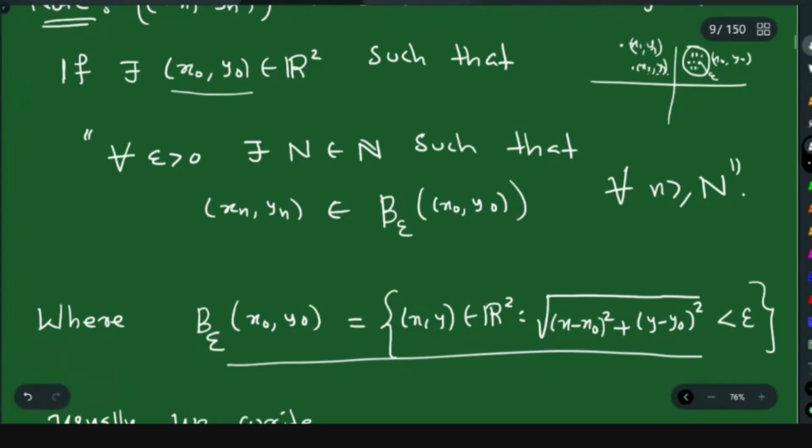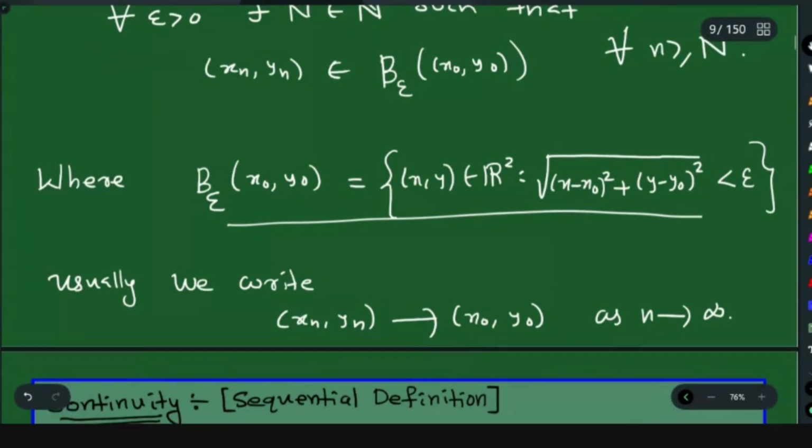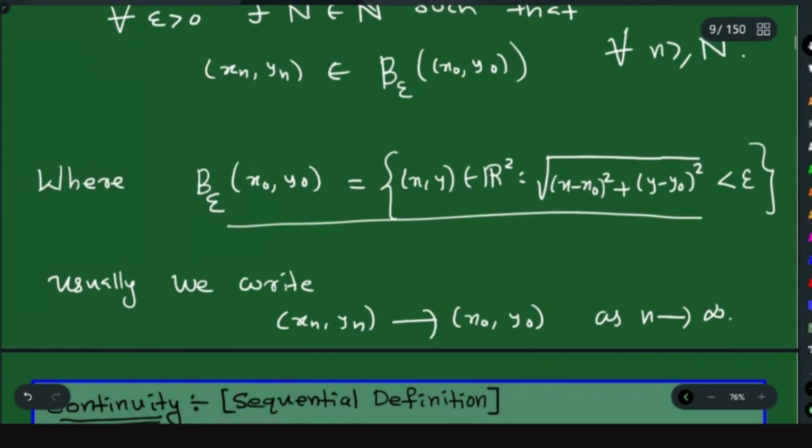Okay. So usually we write it as (xn, yn) converges to (x0, y0). You can easily observe that once (xn, yn) converges to (x0, y0), xn should converge to x0 and yn should converge to y0. The component-wise convergence is also there.